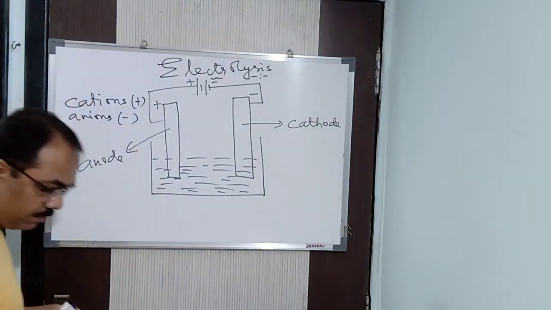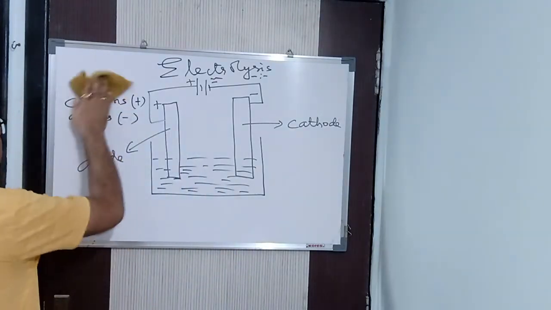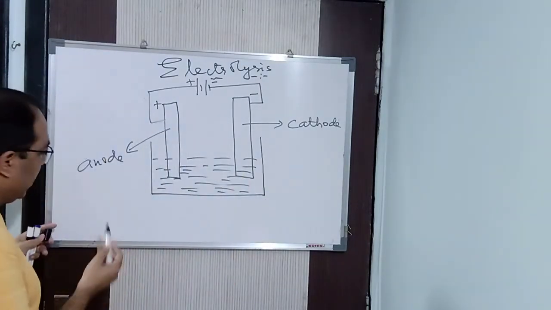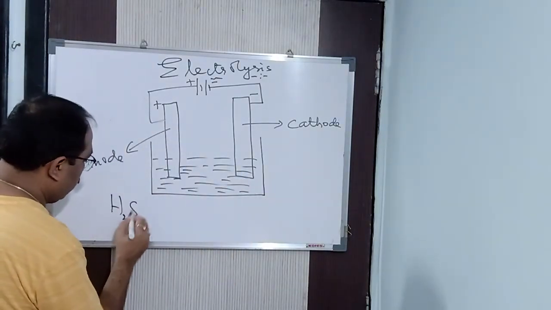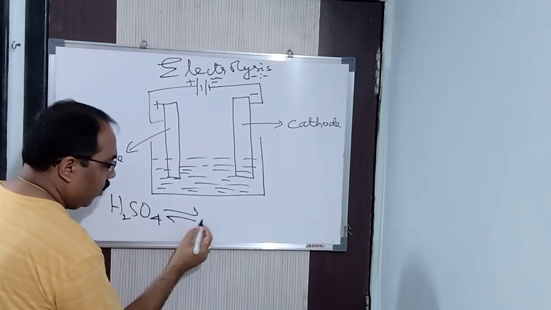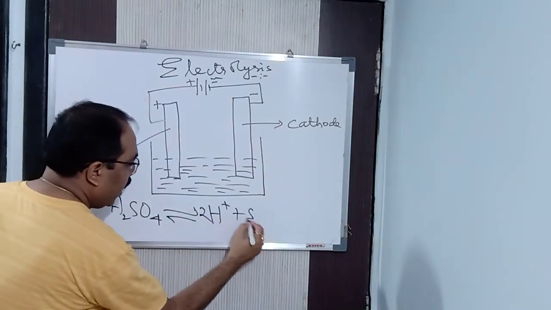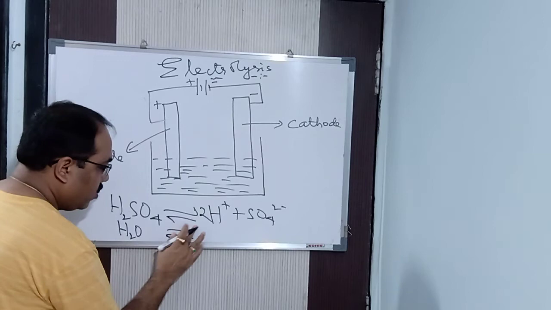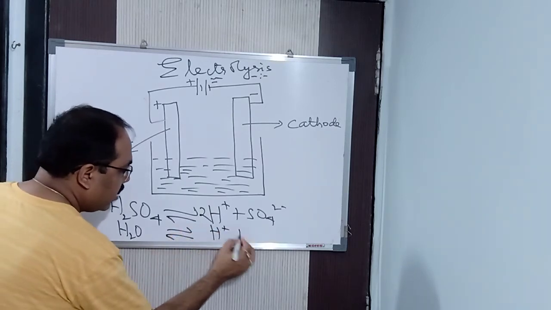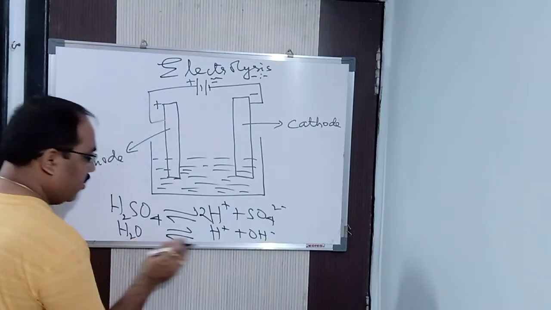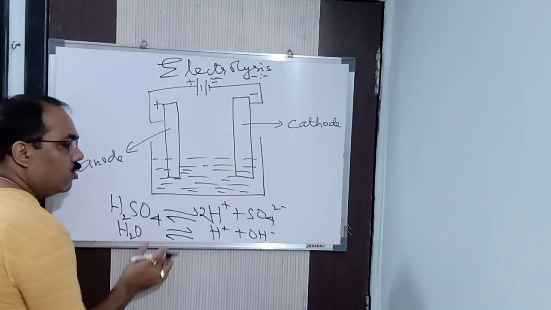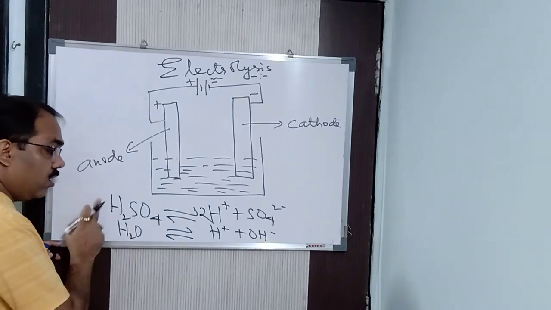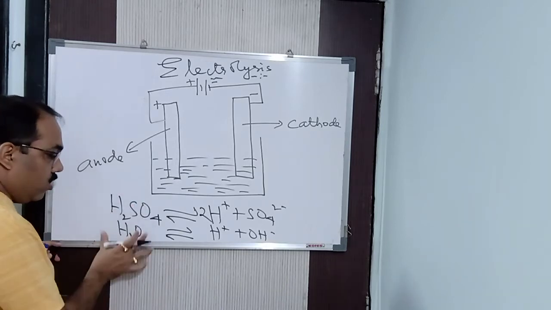See here, for example, suppose you take dilute sulfuric acid, H2SO4. When you pass electric current through it, it dissociates into 2H+ and SO4 2-. And dilute means water must be there, otherwise how will it be dilute. So water will dissociate into H+ and OH-, and sulfuric acid will dissociate into H+ and SO4 2-. This is known as dilute sulfuric acid, or acidulated water, or acidified water. Clear? So it is a strong electrolyte.